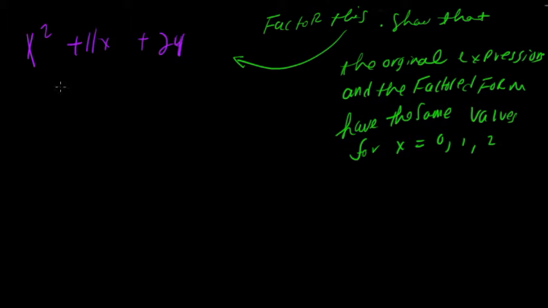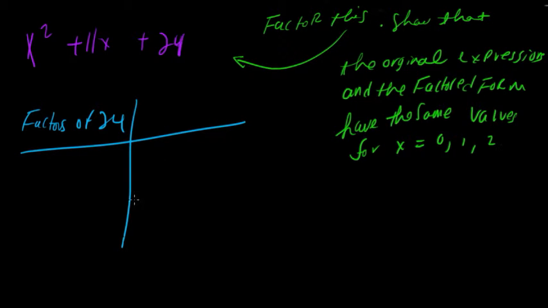If we factor this, we want numbers that multiply to positive 24 but add to positive 11. So we take the factors of 24 and see what their sum is. Let's take 1 and 24. They add to 25, so that's not what I want. We'll take 2 and 12. They add to 14. That's not what I want. We'll take 3 and 8. These add to 11. That is what I want.